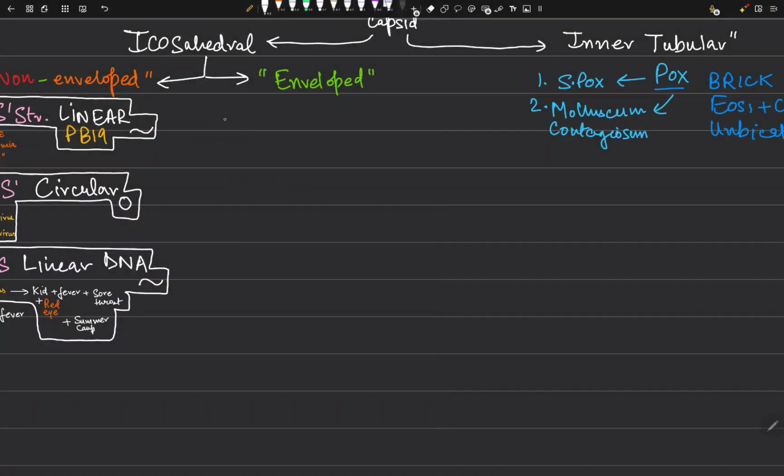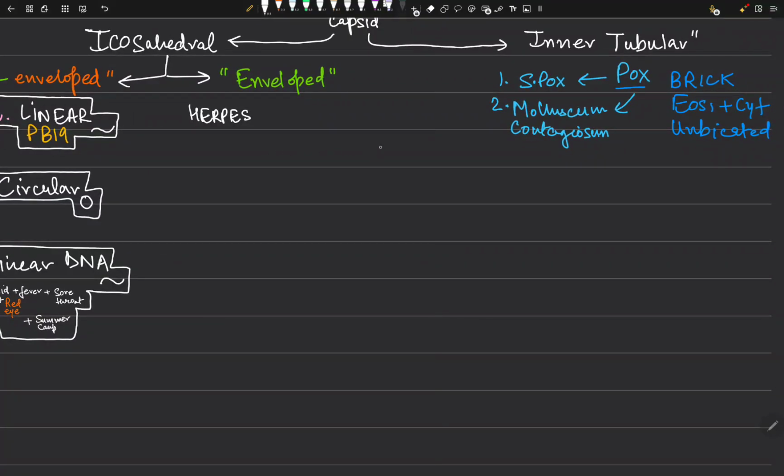So we have herpes viridae. I mean, it's a family, right? So herpes viridae. I don't want to write the virus. Hepatitis B, Hep B, right? And we have pox viruses. So let's talk about herpes first.